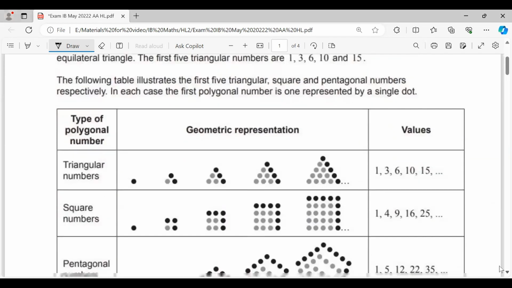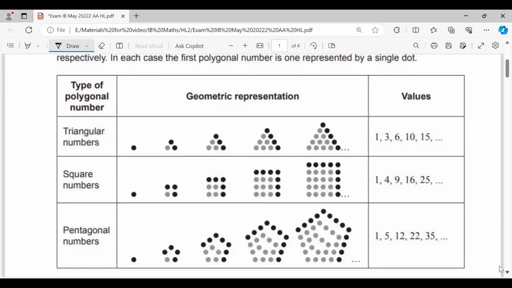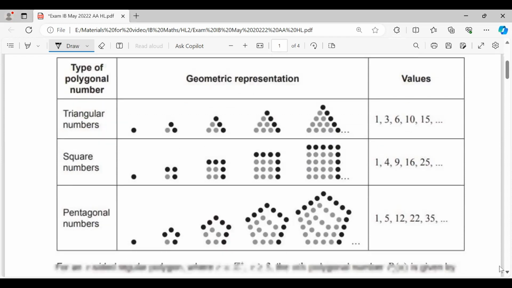So you could see this table consists of triangular numbers, square numbers, and pentagonal numbers. And look, the values are 1, 3, 6, 10, 15, then 1, 4, 9, 16, 25, and so on, then 1, 5, 12, 22, 35, and so on. And these are the geometric representations.